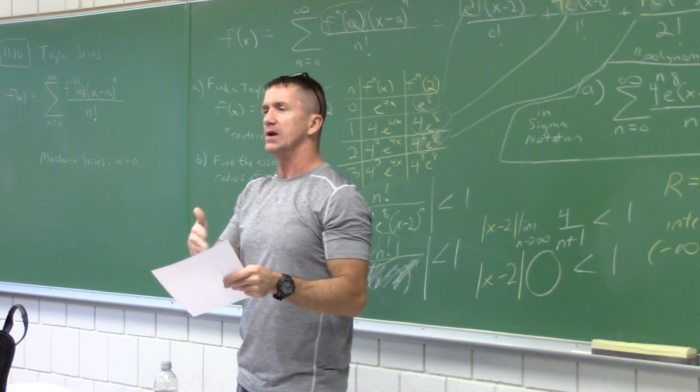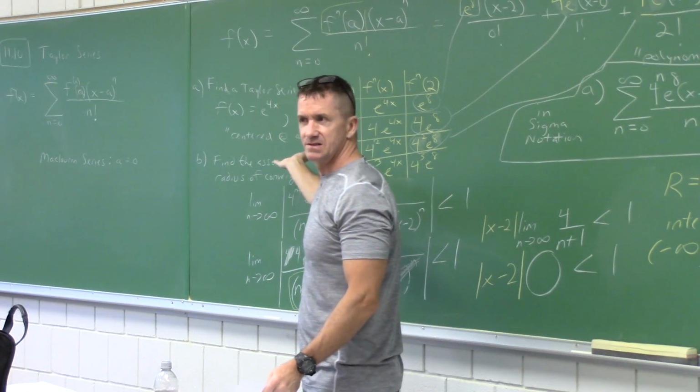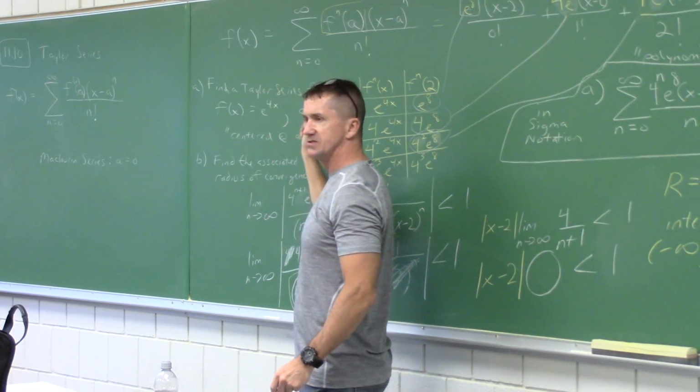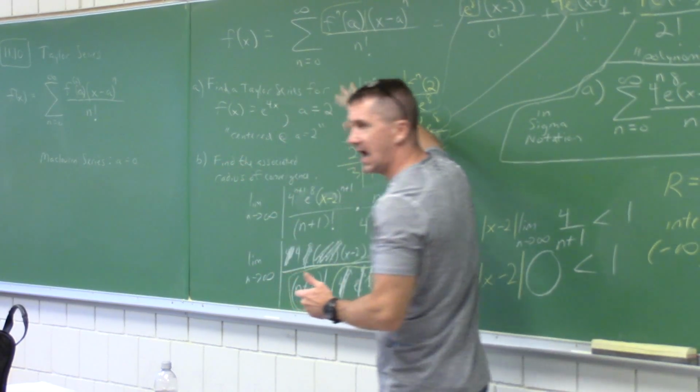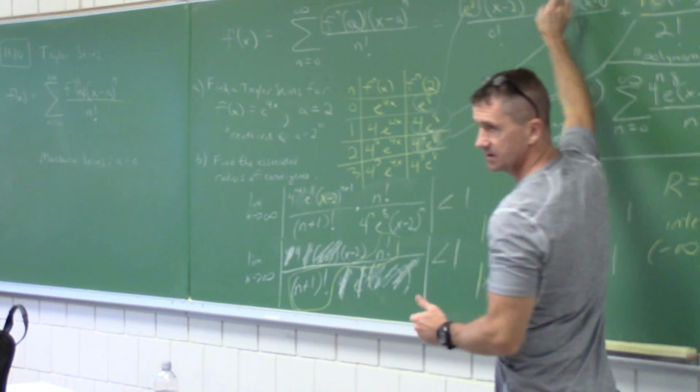Well, this wasn't helpful here because this wasn't a Maclaurin series, was it? The Maclaurin series is when a equals 0. This was a equal to what? 2. So we really had to go through the math to really see what was happening right here.